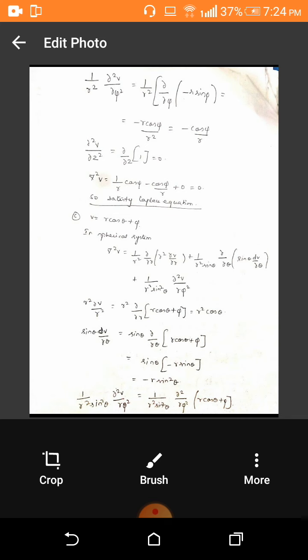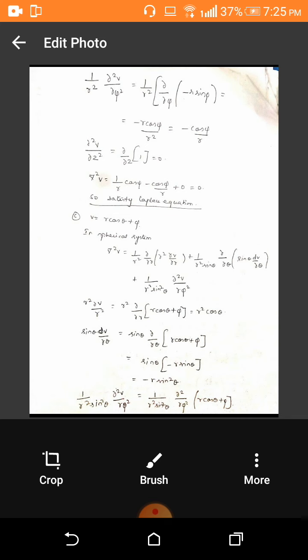And next we are going to find the third term, dou square V by dou Z square. So for that, dou by dou Z into 1 will be equal to 0. So therefore final expression del square V will be equal to 1 by R cos pi minus cos pi by R plus 0. When you are going to take LCM and solving the above equation, you will be getting 0. So this equation satisfies Laplace condition.